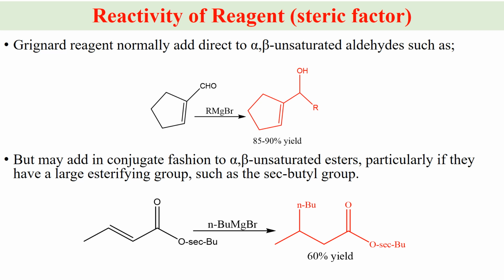Here, the reactivity of reagent, or we can say to some extent it is a steric factor. More electrophilic alpha-beta unsaturated carbonyl compounds such as aldehydes and esters tend to do direct addition. As Grignard reagent is added to the carbonyl group in cyclopentene carbaldehyde, but it may add in conjugate fashion to alpha-beta unsaturated esters if the ester group is large, such as di-tert-butyl, as shown in the second example.